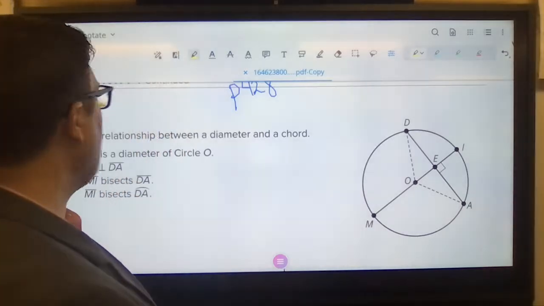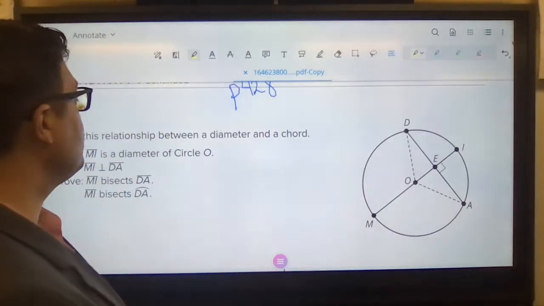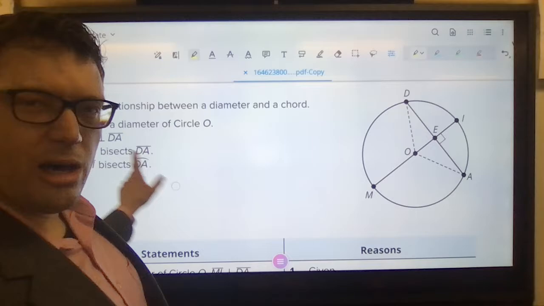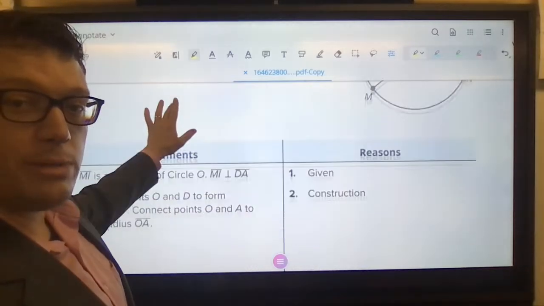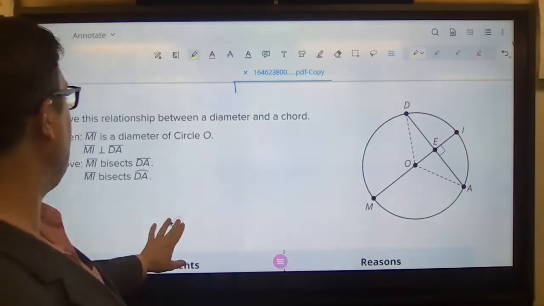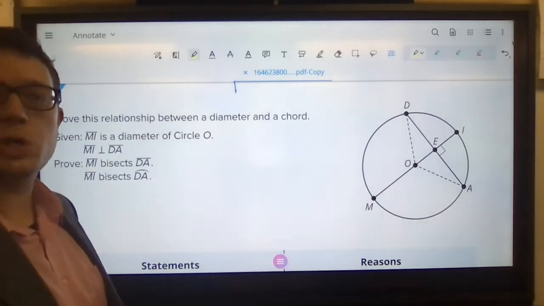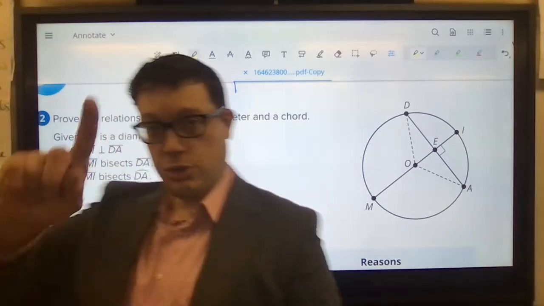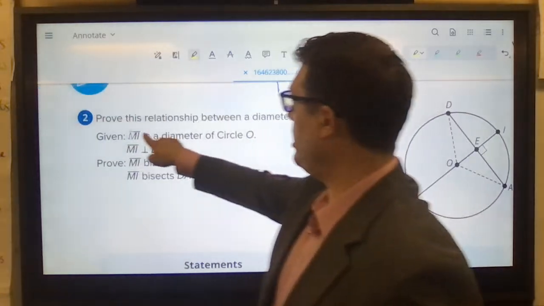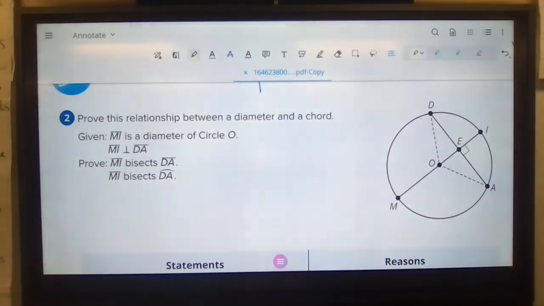After we do that, we're going to add some highlight color from the given statements and then put them into the 2-column proof. So here's our first thing to highlight. MI, ME, is a diameter of circle O. Since that's true, I'm going to get one highlight color out and highlight with my highlighter.